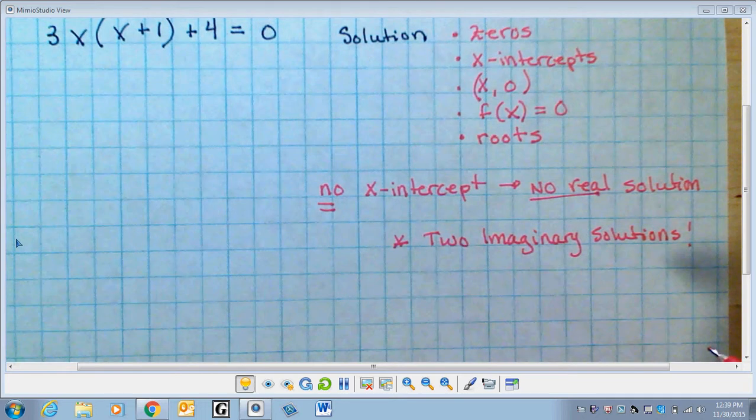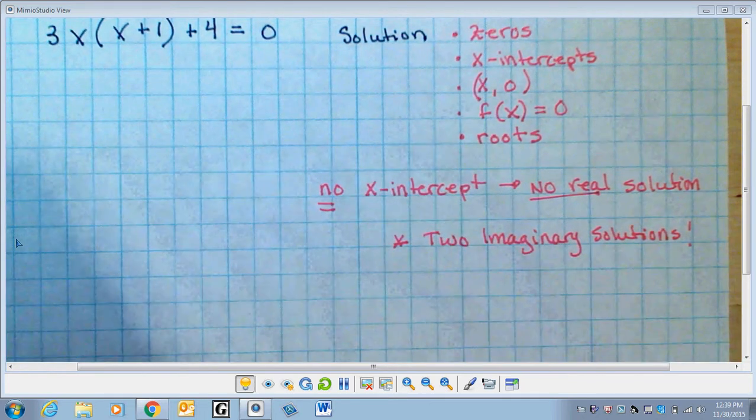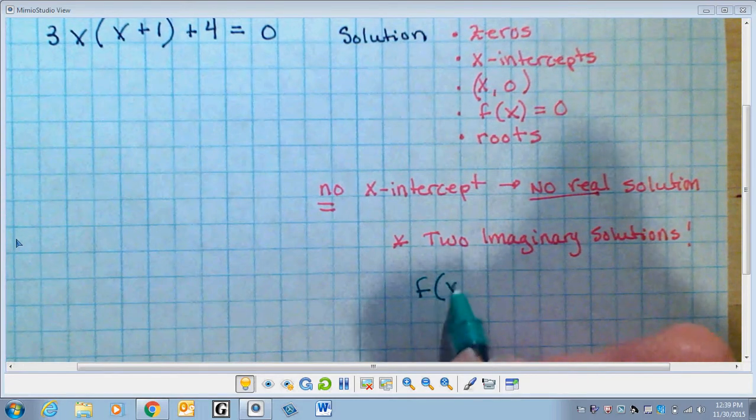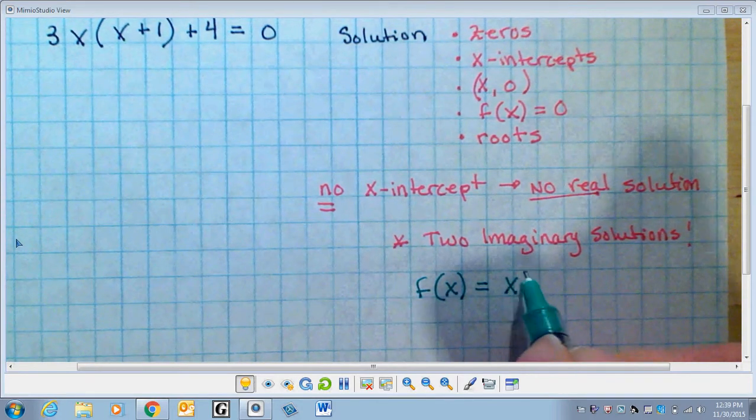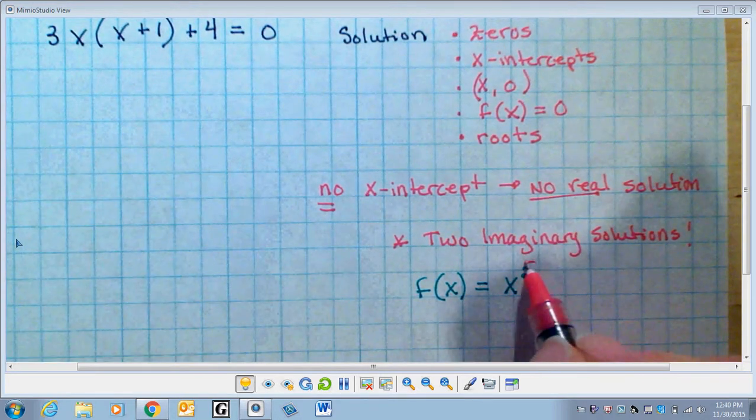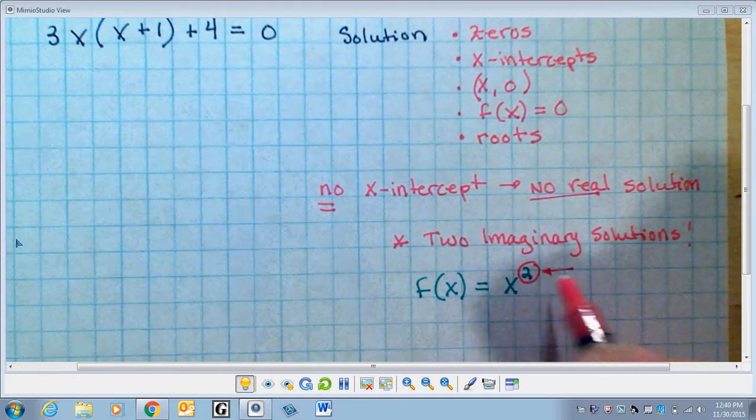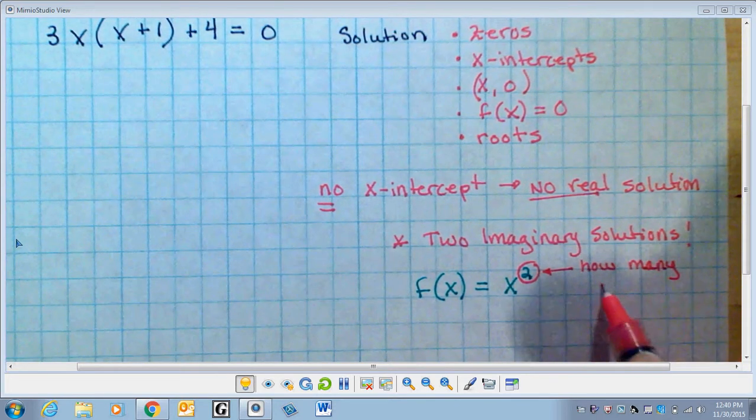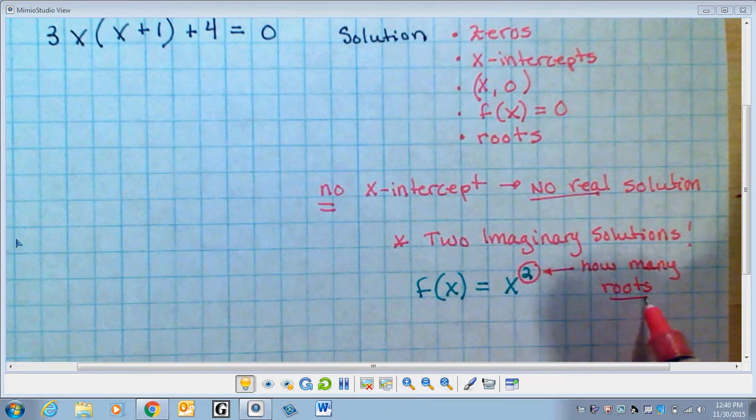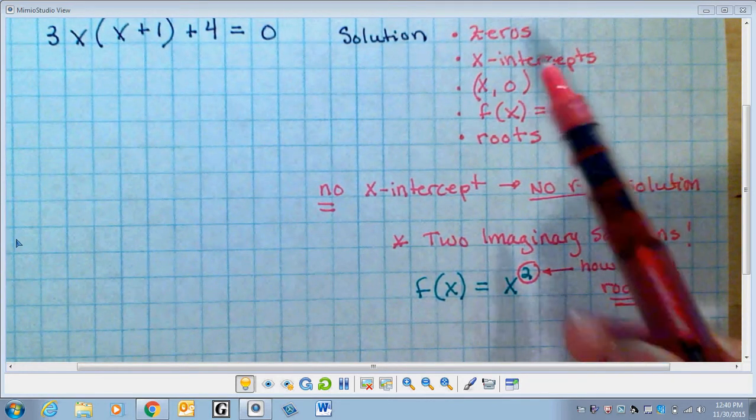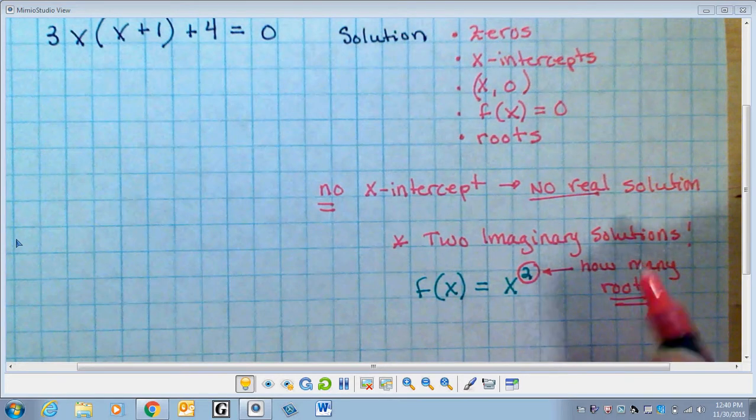And how do I know that? Because it's a quadratic. So just a little review. Parent function f of x is equal to x squared. This square right here is telling you how many roots you have. So I'm going to use the word roots instead of zeros because my roots are imaginary. There's nothing on the x-axis.